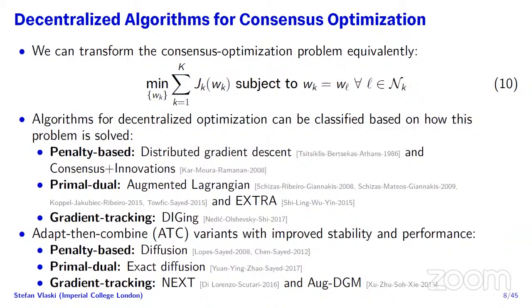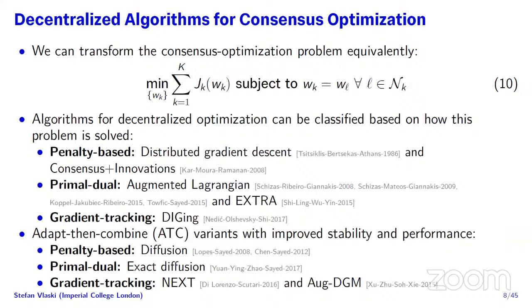So a broad overarching distinction that I want to make is between penalty-based algorithms, okay? These are things like distributed gradient descent, the first version of which you can actually find in the 80s by Tsitsiklis and Bertsekas, and then things like consensus plus innovations, okay? And on the other hand, we have primal-dual or gradient tracking algorithms, which are exact algorithms, okay?